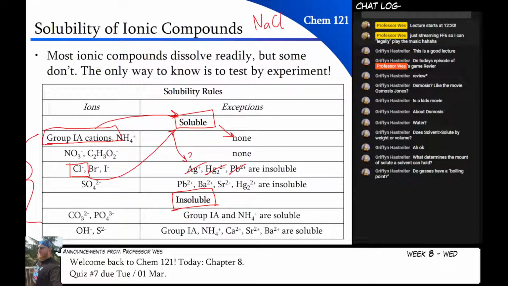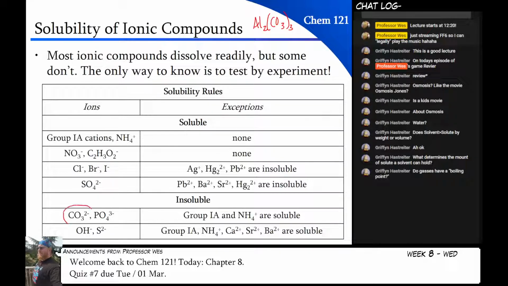Let's do another one real quick. So let's do, we'll say, aluminum carbonate. Is aluminum carbonate soluble or insoluble? So I've got to look for one of these things. Here's carbonate. It shows up in the chart. Carbonates are insoluble unless they are paired with group 1A or ammonium. We don't have that, so this would be insoluble.